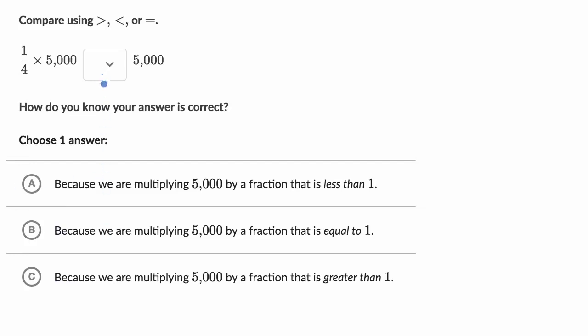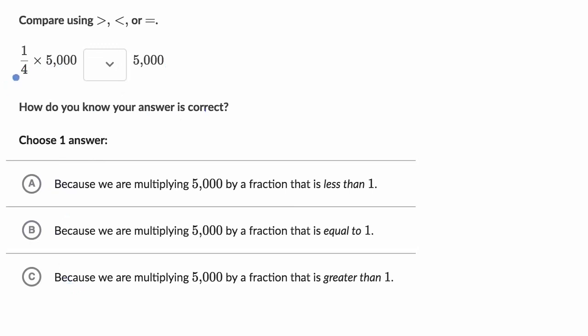This right over here is an image from an exercise on Khan Academy, and it says compare using greater than, less than, or equal to. And on the left, we have 1/4 times 5,000, and we want to compare that to 5,000. On Khan Academy, you would click on this drop down, and you would pick greater than, less than, or equal to. So what do you think it is? How does 1/4 times 5,000 compare to 5,000? And how do you know your answer is correct? Pick one of these choices as well. Pause the video and have a go at that.